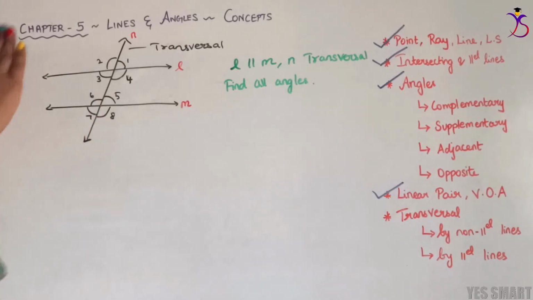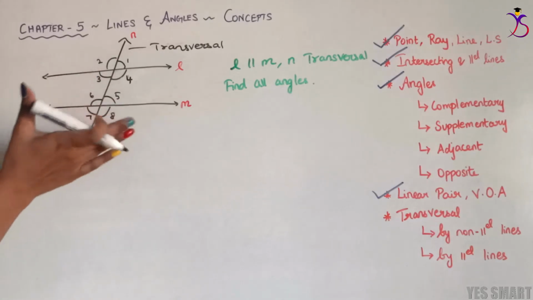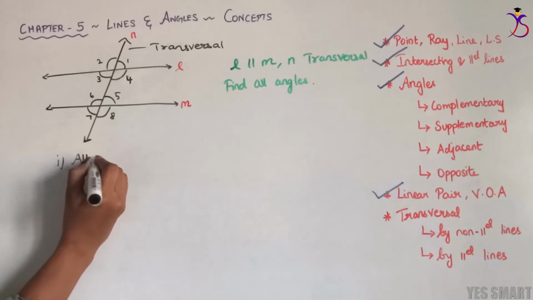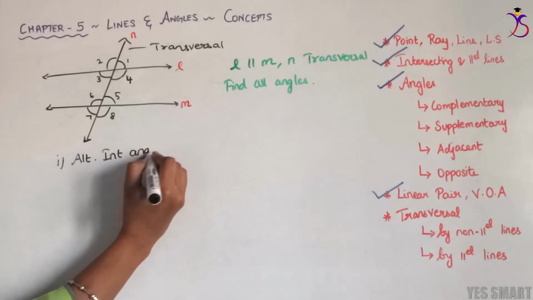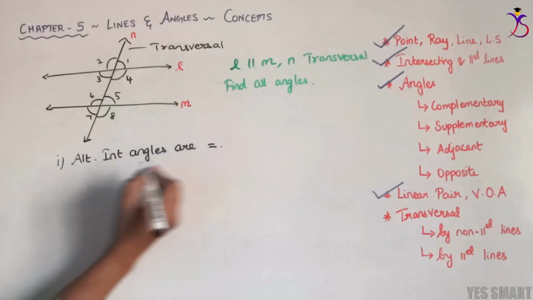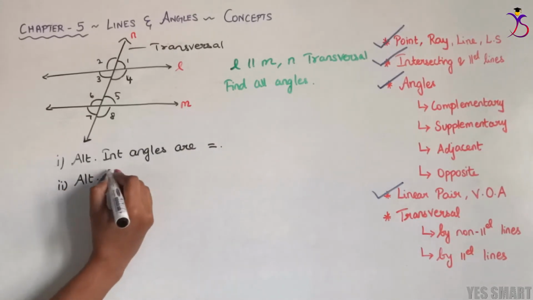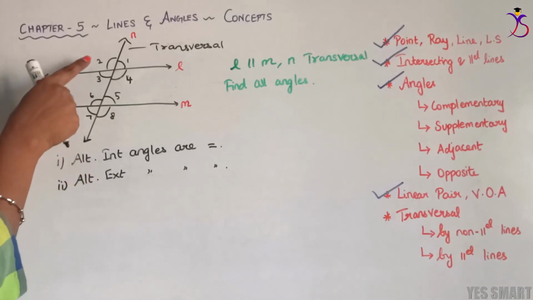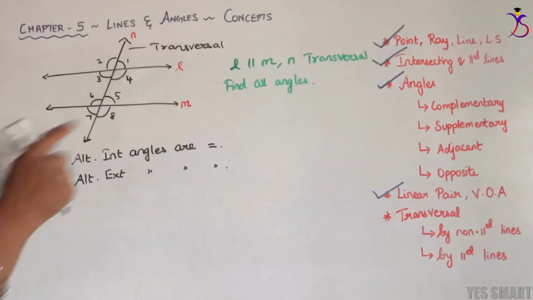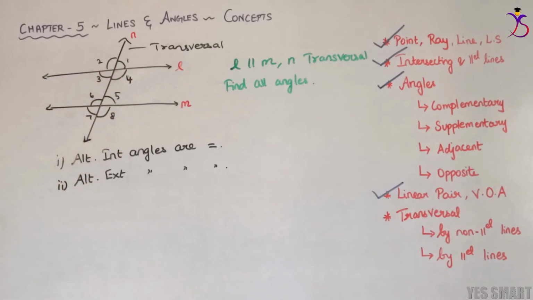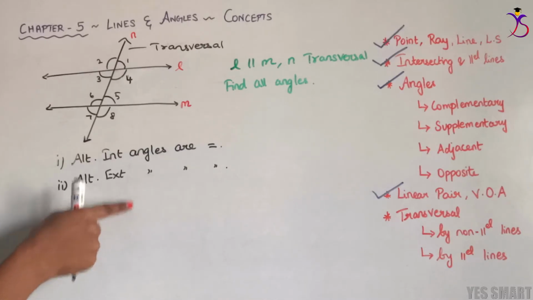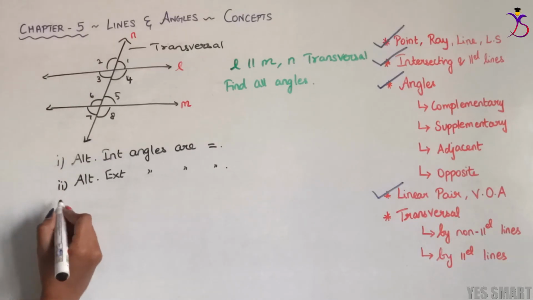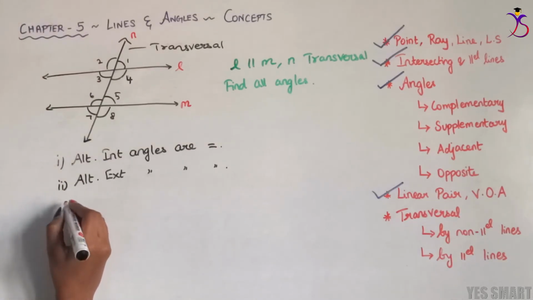When a transversal cuts parallel lines, the first property to be noted is that alternate interior angles are equal. The second property is that alternate exterior angles are equal. When alternate interior angles are equal, it means angle 3 and angle 5 are equal. Similarly, angle 4 and angle 6 are equal. When alternate exterior angles are equal, angle 1 and angle 7 are equal. In the same way, angle 2 and angle 8 are equal.